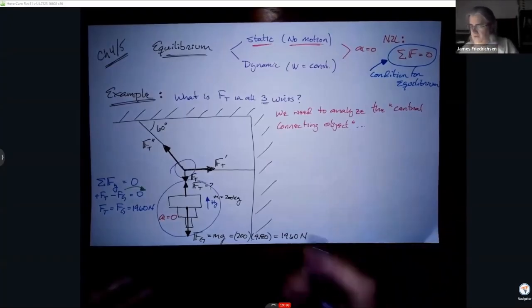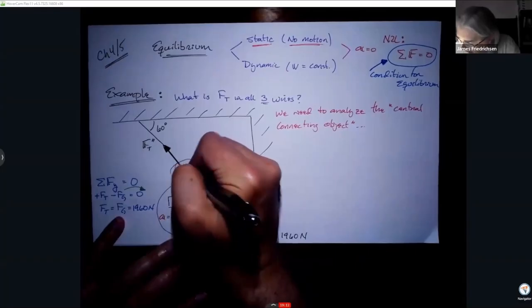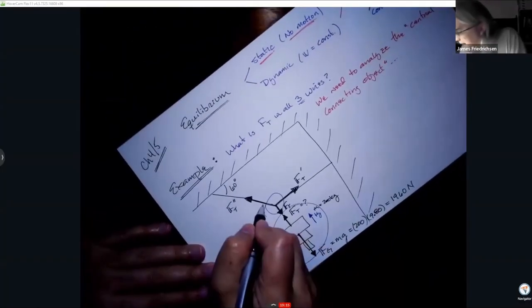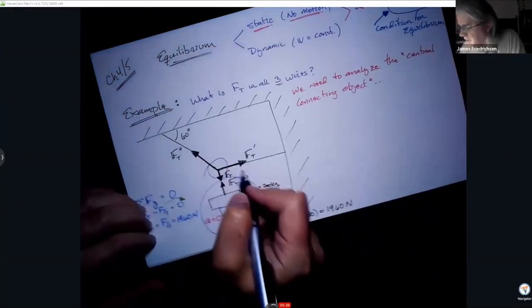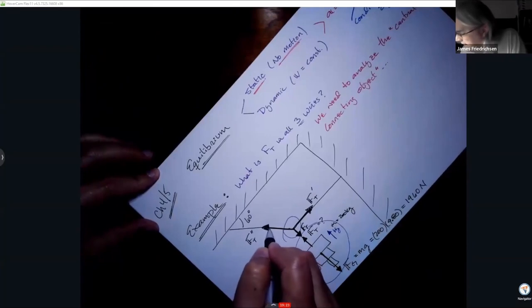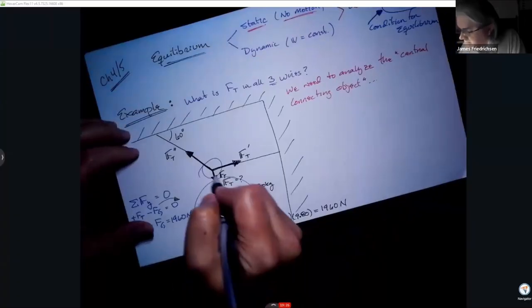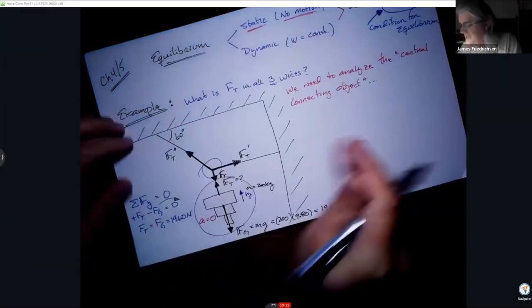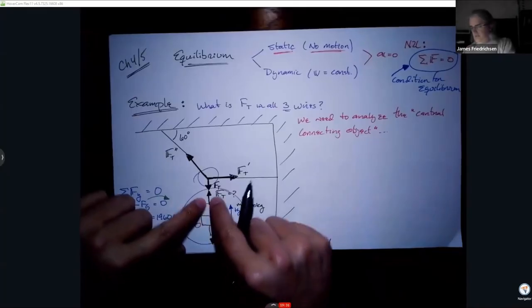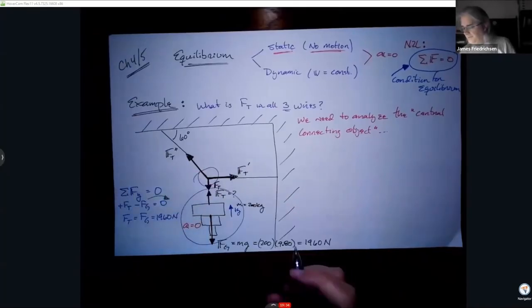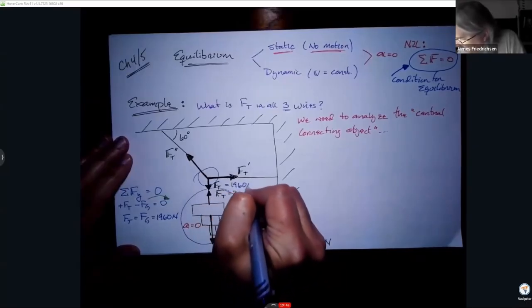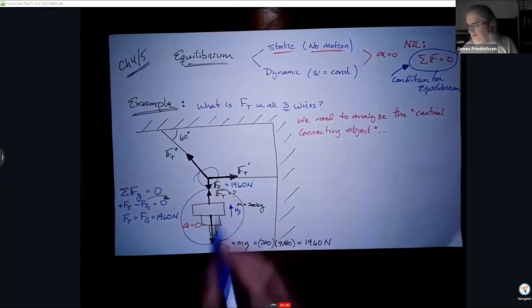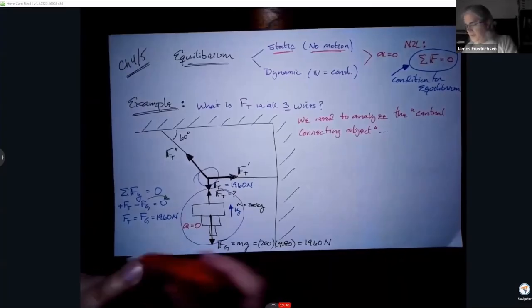Now, if we have an ideal wire, and we almost always make that assumption, then in addition to it being massless and not stretching, the tension along the wire is transmitted undiminished from end to end. So the tension at this end of the wire is the same as the tension at that end of the wire. So this tension up here is going to be our 1960 newtons, and this tension here going up was also 1960 newtons.